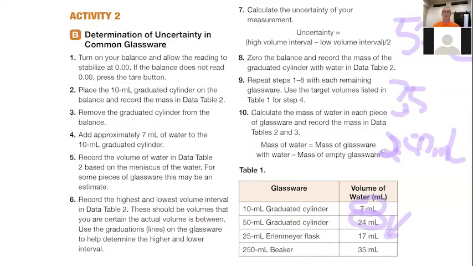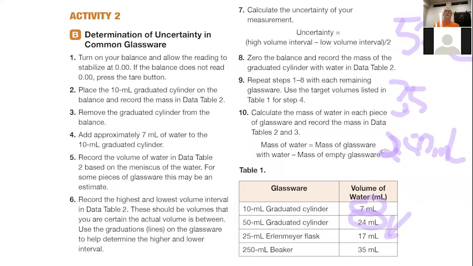So for 24, if you get it right around 24, your low interval is going to be 24 and your high interval is going to be 25, because that's basically as good as you can get with this. It's going to be right in between. The intervals are written right on the instrument.